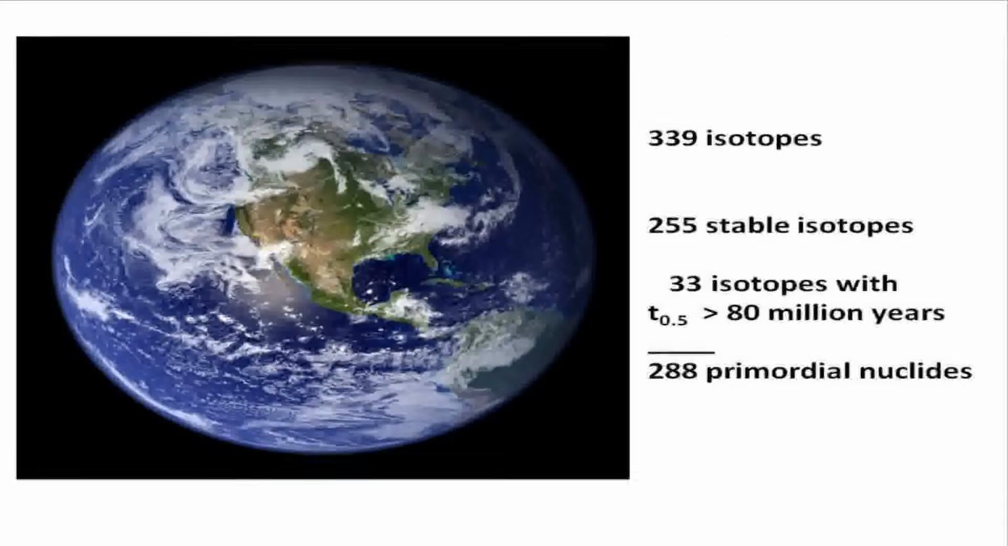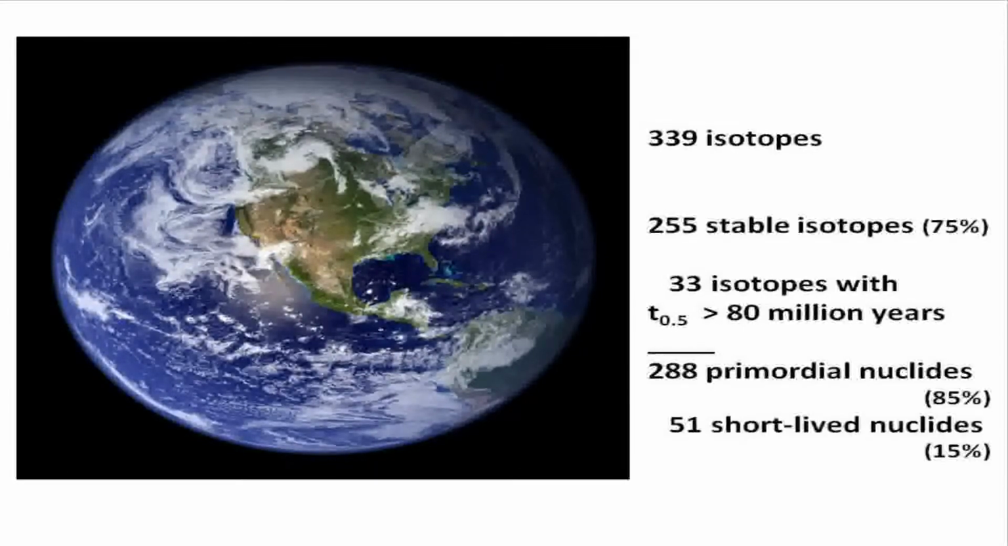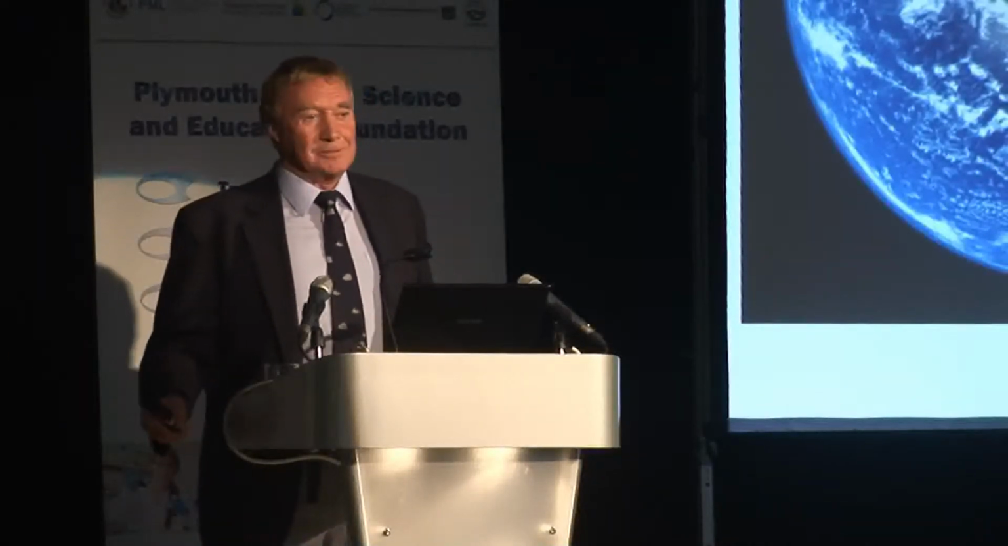Which gives us 288 primordial nuclides. They were there when the Earth was formed. And we've got 51 short-lived nuclides. So we've got about 85% stable and 15% that aren't. So in terms of the planet, about 15% of the basic building blocks that make it up are actually unstable.